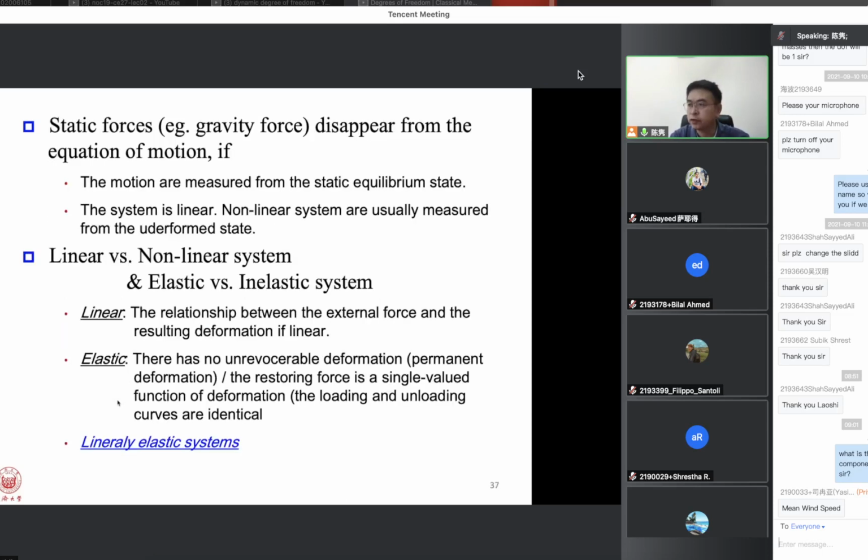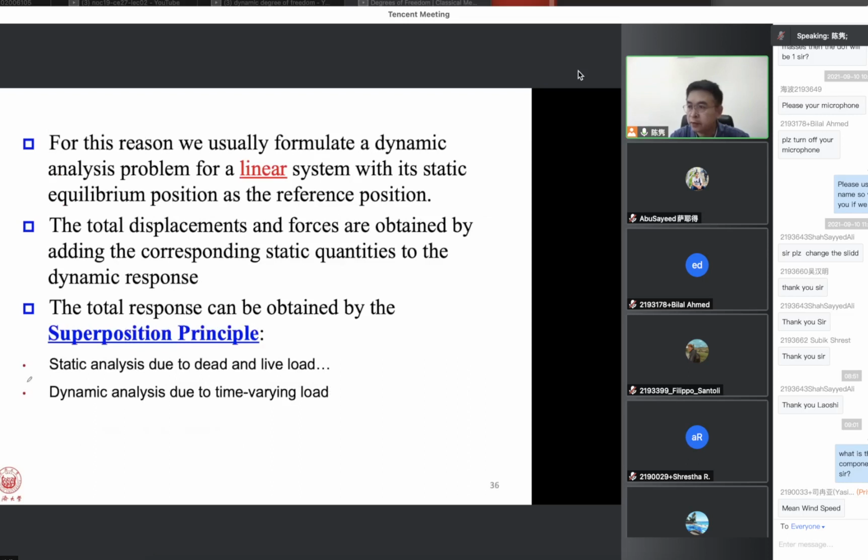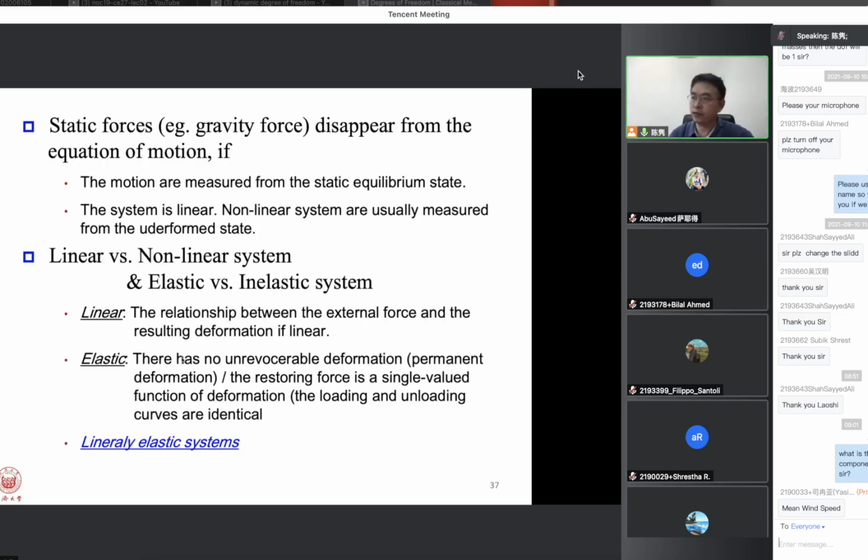There are limitations for this part, because as you can see, the static force will disappear from the equation of motion if the system is a linear one, because you use the superposition principle. Let me go back here. The superposition principle applies only for linear systems. So you can use this only for linear systems.